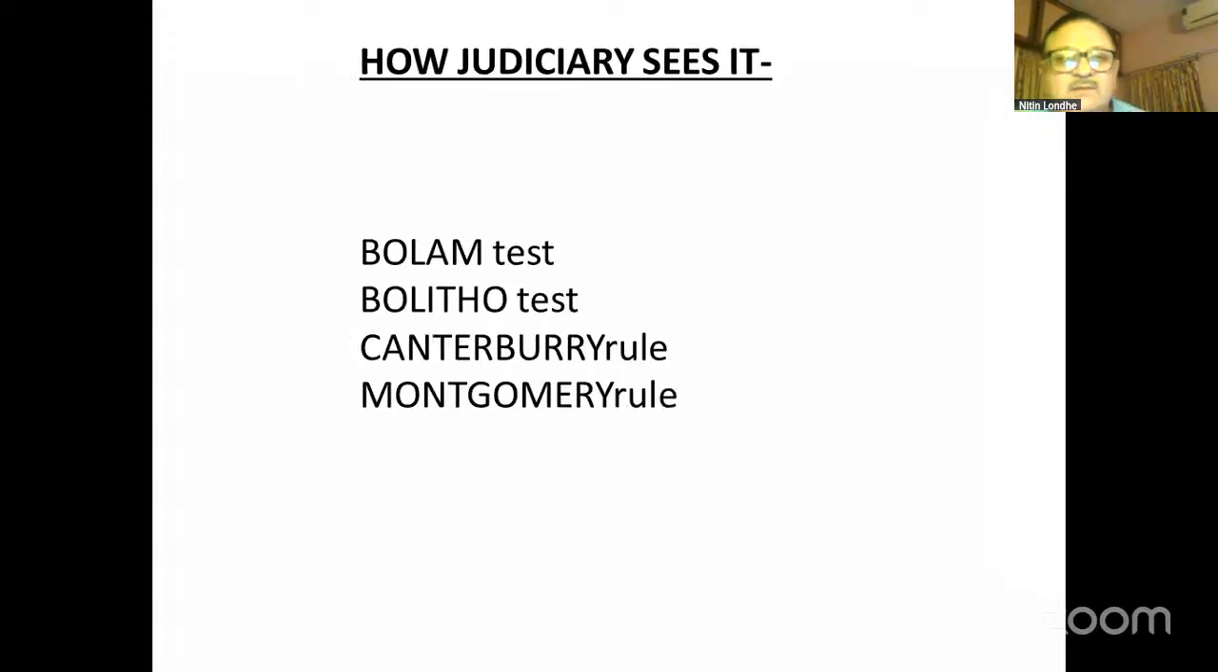Now, coming to the main outlook of the present discussion, as to how the judiciary sees this. Whenever the judiciary considers the possibility of a consent which is under debate, it applies these 4 tests or rules. The first being the Bolam test, subsequently the Bolitho test, then the Canterbury rule and the Montgomery rule. We shall go into that now.